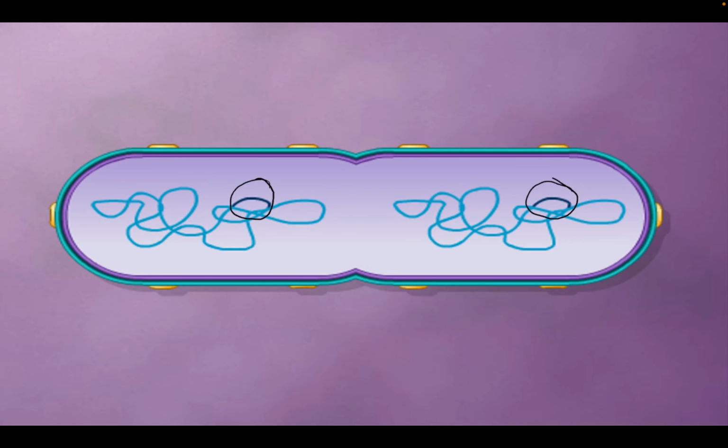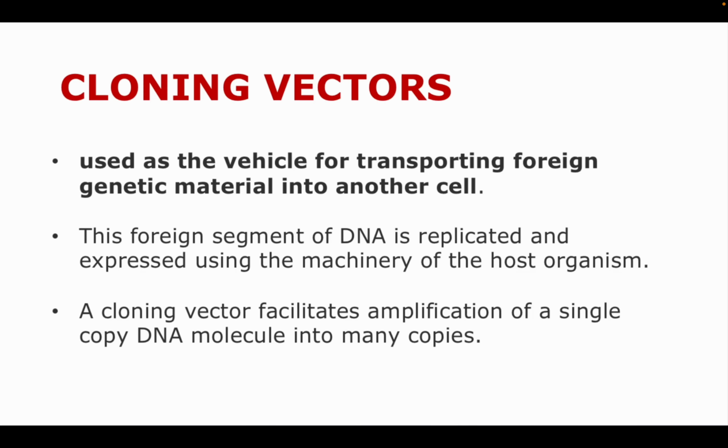So, speaking of cloning vectors, because it was mentioned already here in bacteriophages and transduction, these cloning vectors are used as vehicles for transporting foreign genetic material into other cells. What are the types of vectors that we have mentioned earlier? Number one, the phages, the bacteriophages or viral vector, or we can make use again of plasmids. This foreign segment of DNA is replicated and expressed using the machinery of the host organism.